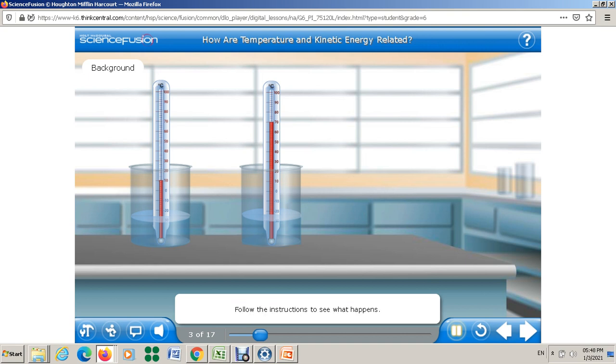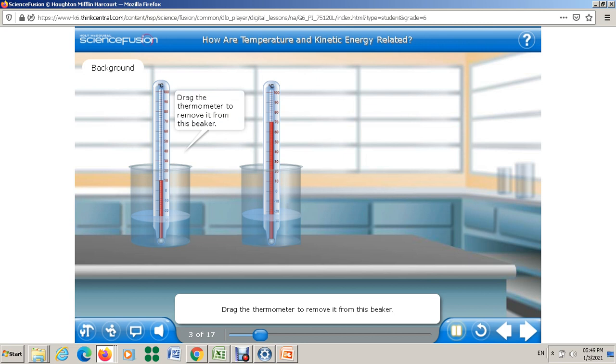Follow the instructions to see what happens. Listen carefully. Here you have 2 beakers, beaker number 1 and beaker number 2. Both of them have the same amount of water. They use the Celsius scale, as you see here. They measured the temperature of the first beaker, which is 10 degrees Celsius, and for the second one, they found 70 degrees Celsius. In the experiment, she wants to mix these 2 waters together and we want to see what's going to happen to the temperature. You have to put your prediction. What do you think will happen if I mix these 2 waters together?